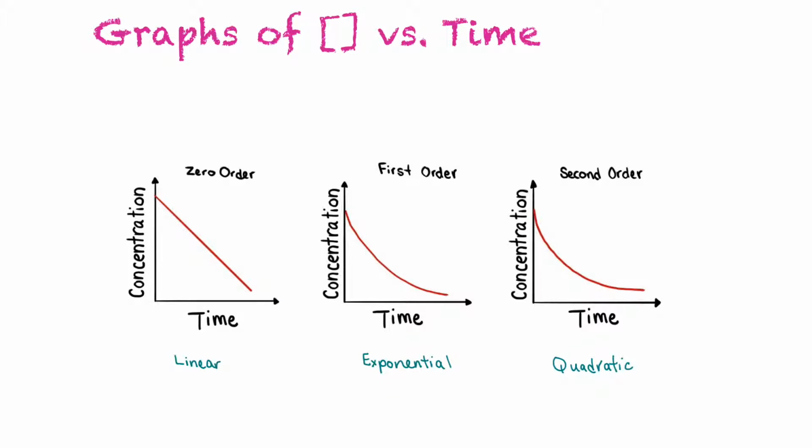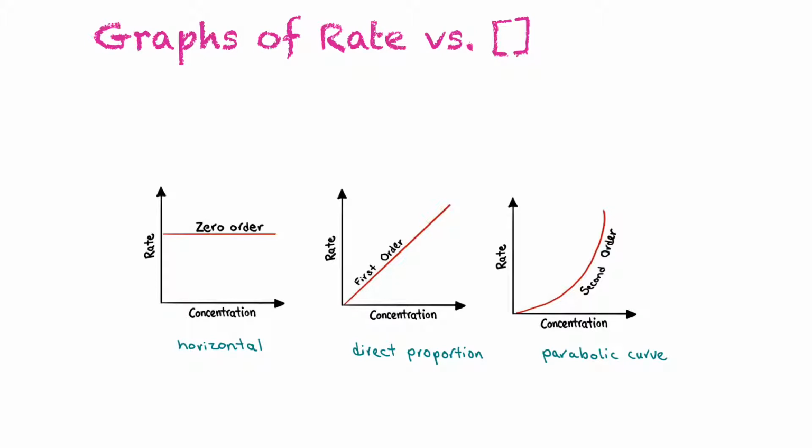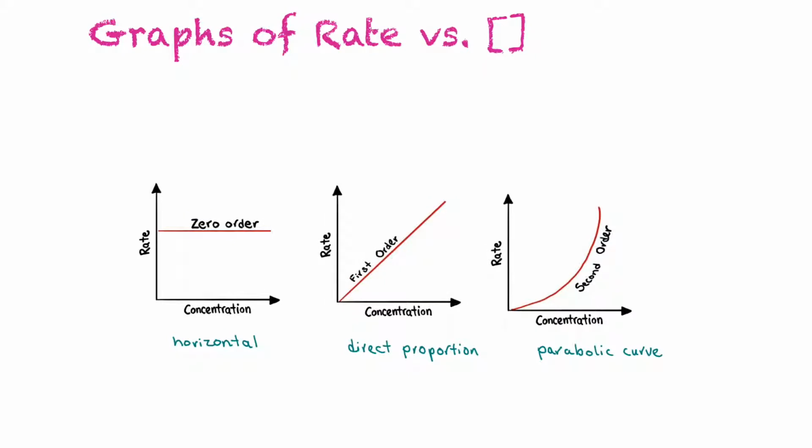If we were to look at graphs of concentration versus time for the different orders of reactions, you would see a trend. So a zero order reaction would be linear, a first order reaction would be exponential, and then a second order reaction would be a quadratic function. If we graphed the rate versus the concentration, a zero order reaction would be horizontal. A first order would be direct proportion, so it would be linear, and then a second order would be parabolic. There would be a parabolic curve.